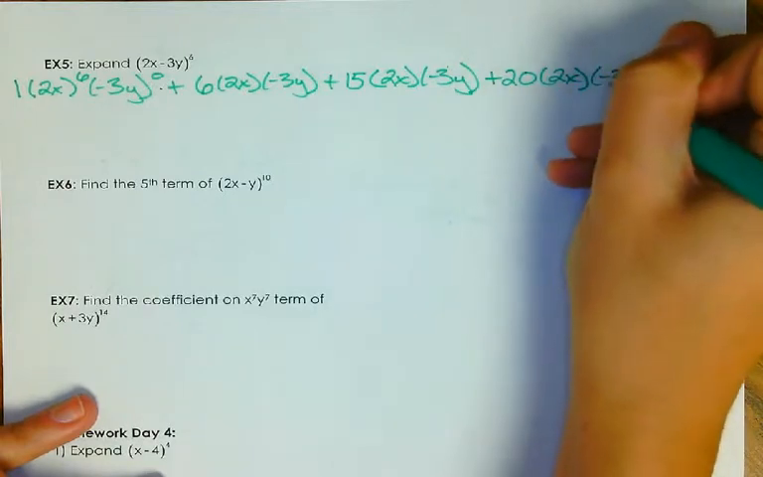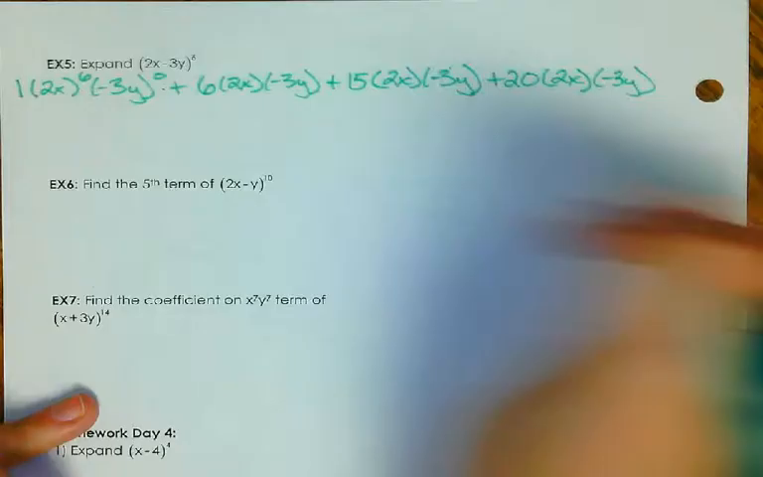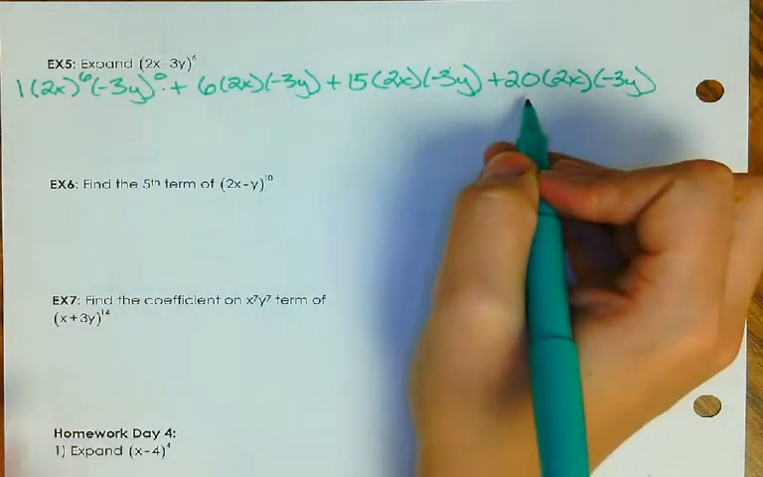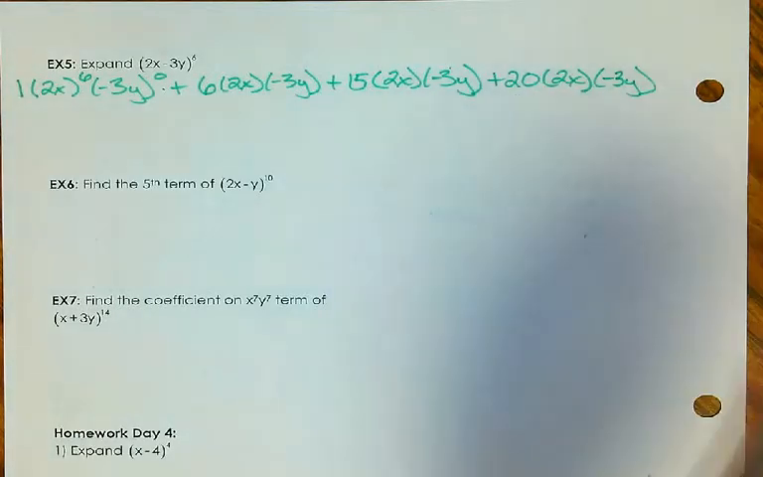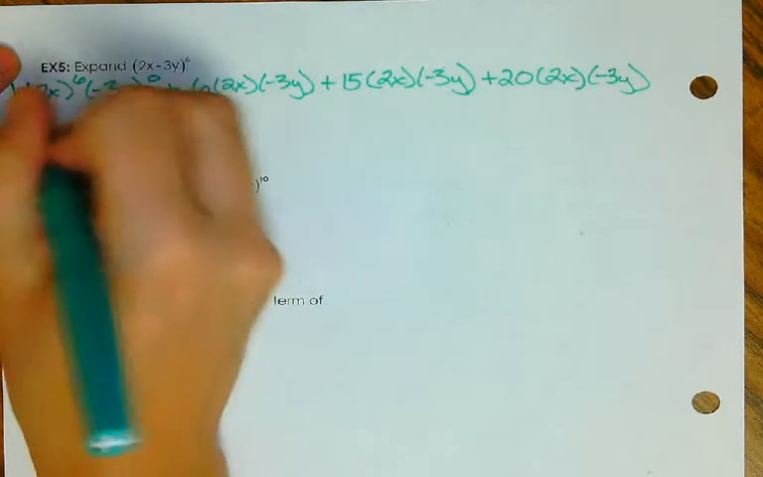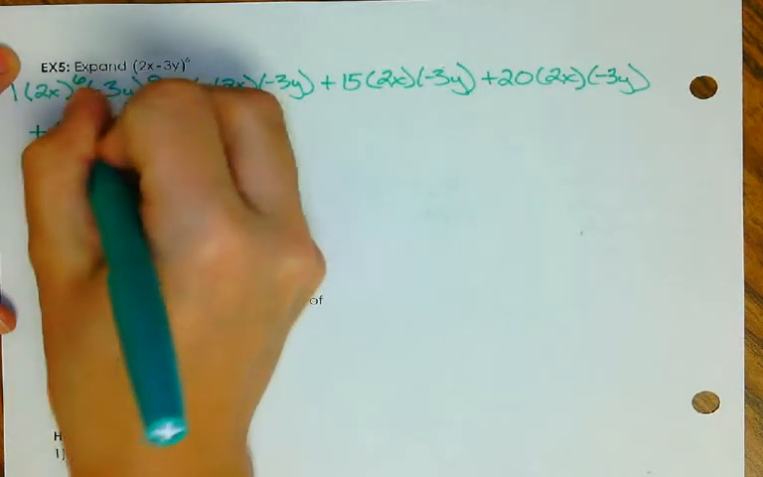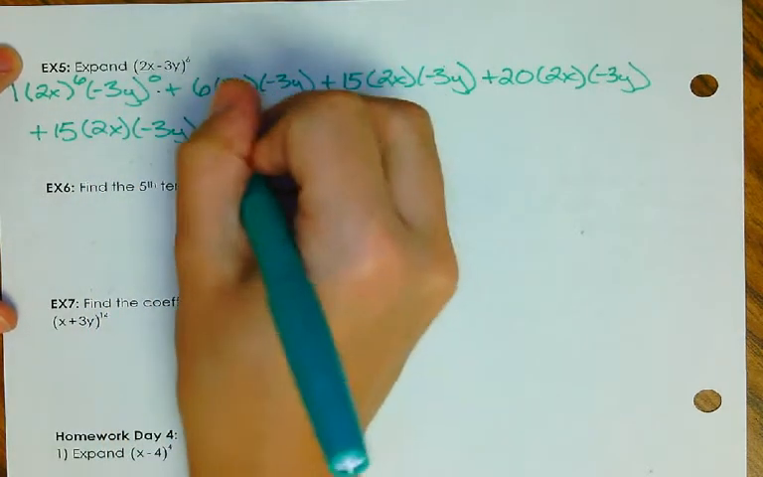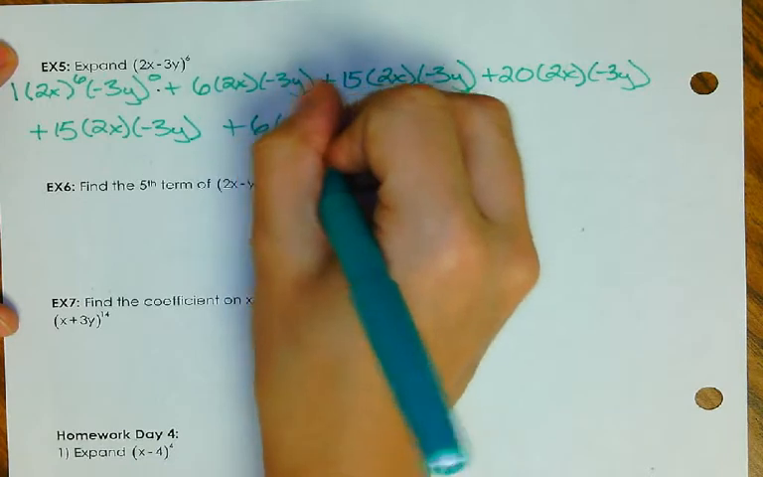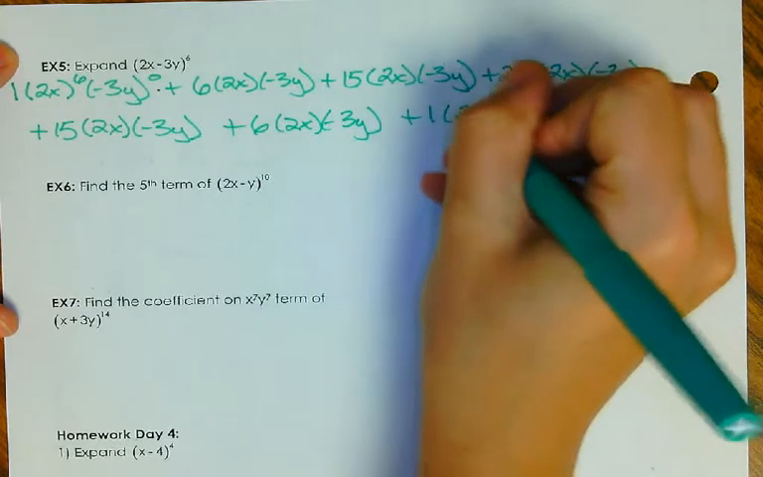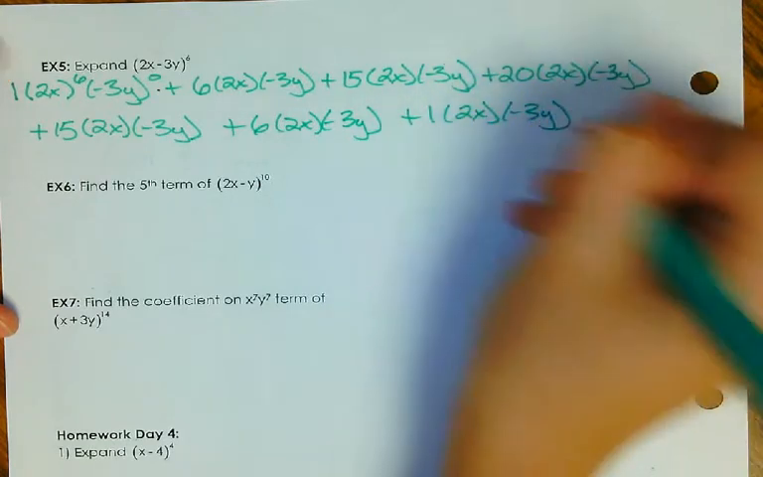Now I'll go back and do the exponents in just a minute. I'm going to have to go to the next line because I wrote too big. So 1, 6, 15, 20, and after the 20 is another 15, so I'm just going to go down here, plus, again, this is continued, and then plus 6, 2x, and then a negative 3y, and then 1, 2x, negative 3y.